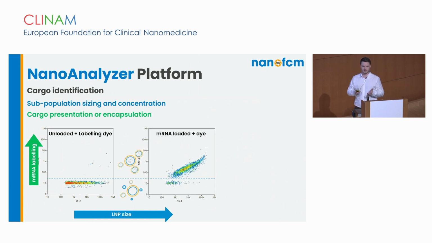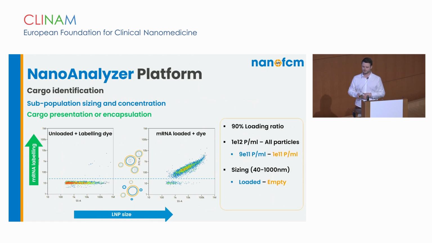Whereas when we look at the loaded particles, we can now see this big population of mRNA loaded with the dye. So really now we can determine that we've got a 90% loading ratio, as well as the overall concentration of that sample plus the concentration of each of those subpopulations. And similarly with size, we can describe that for each of them.